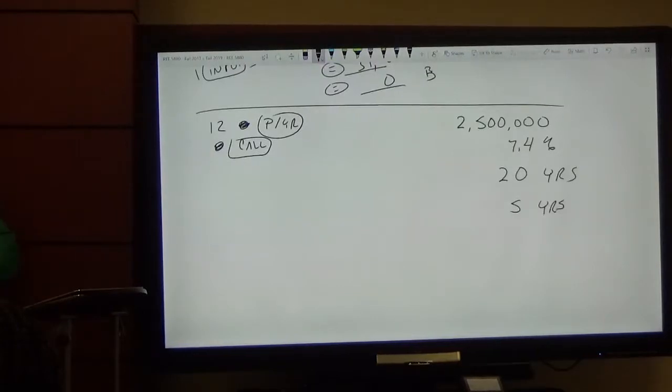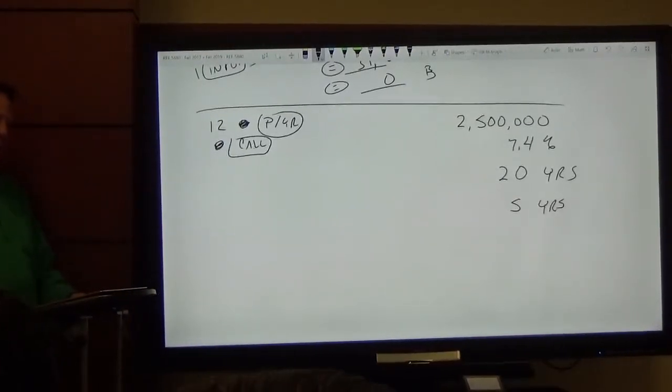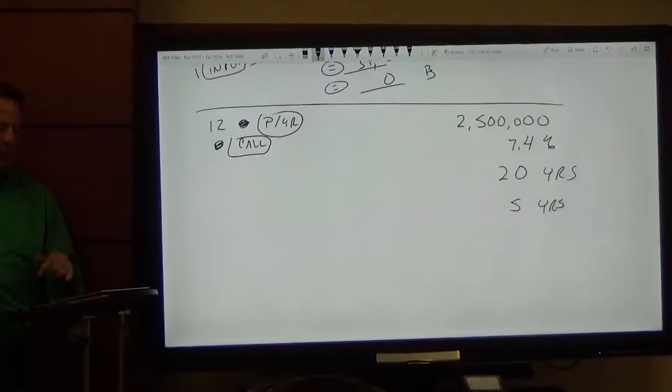Okay. We've got about four topics left, and most of them go quickly. This one should go pretty quickly. All right, so in terms of calculating the outstanding loan balance: in this case, a $2.5 million loan, 7.4% interest rate, 20-year amortization period, 5-year term. In terms of the payoff. Everybody cool with that, yes or no?